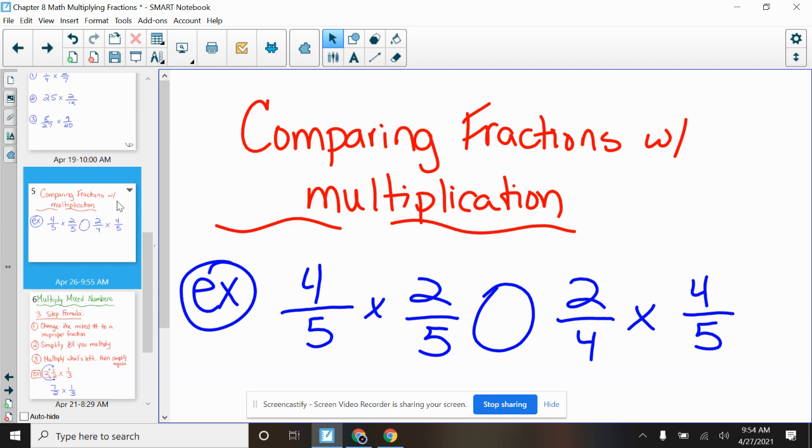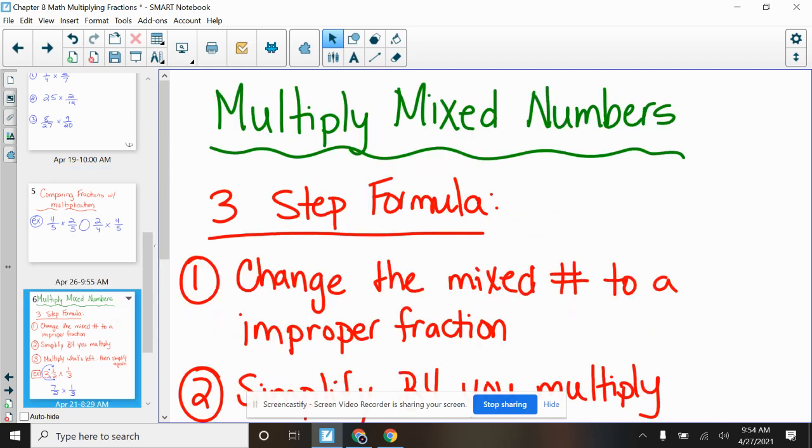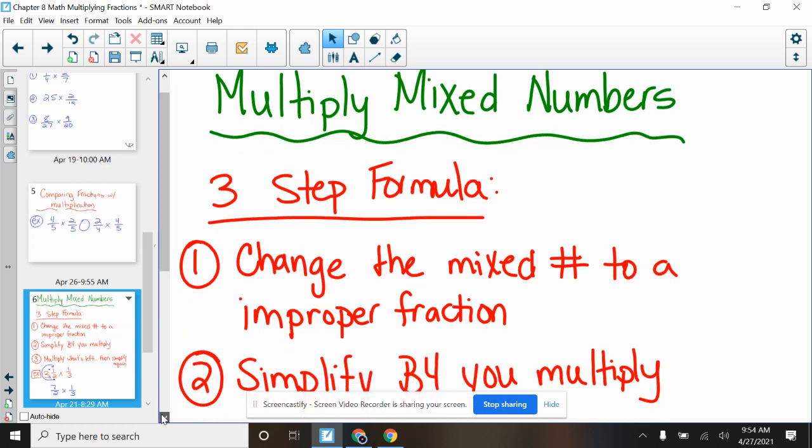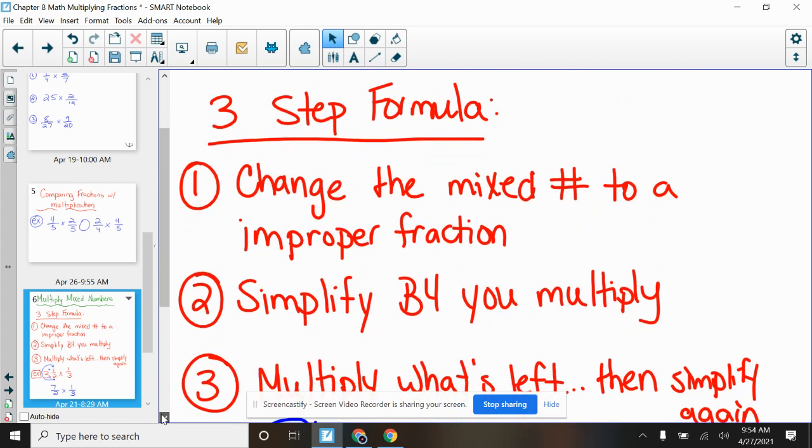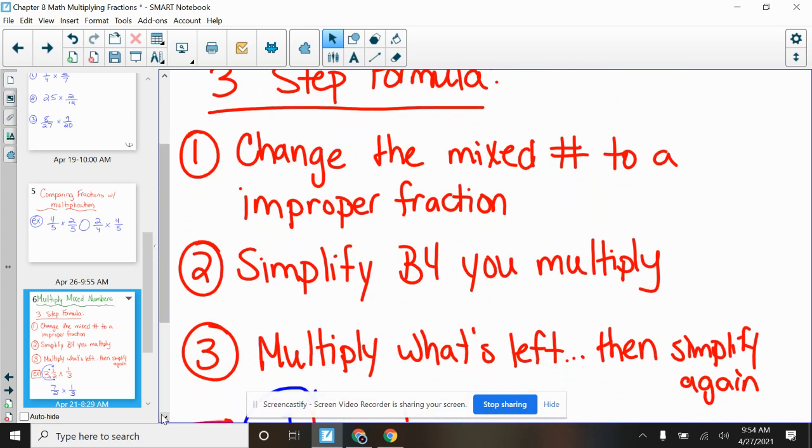So for the most part, outside of silly mistakes, did we do well? Yes. All right, so let's move into your notebook now. Okay, so you should already have these notes because we did this back when we were starting to kick off chapter 8. So if you can find these notes in your notebook somewhere, this was our formula for how to multiply mixed numbers. So I'll give you a sec to try to locate that stuff.